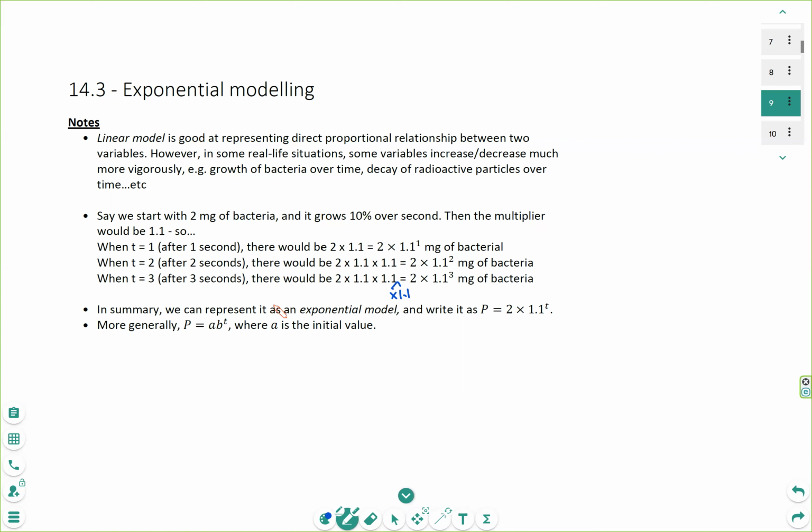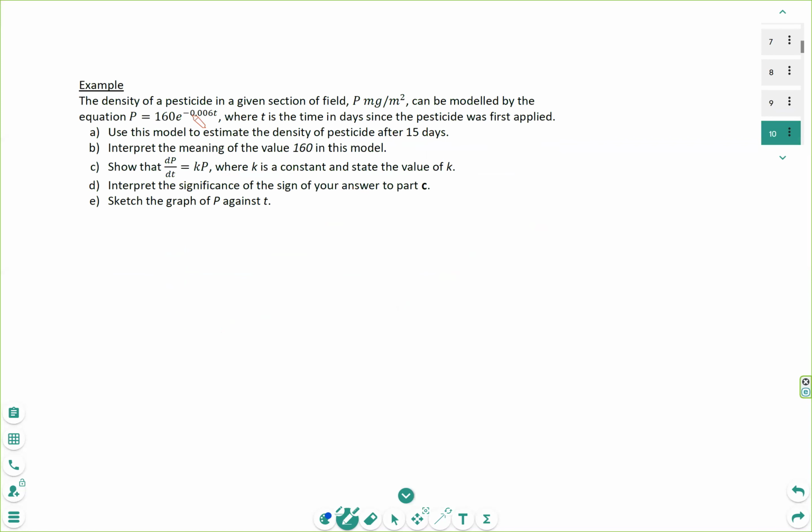Now, in summary, we can represent this as an exponential model because you can see the numbers 1, 2, 3, the variable time is actually on the power. So we can write P, the bacteria, equals 2 times 1.1 to the power of t. More generally, we can write P equals A B to the power of t, where A is the initial value. Okay? Right. So let's move on to this one example.